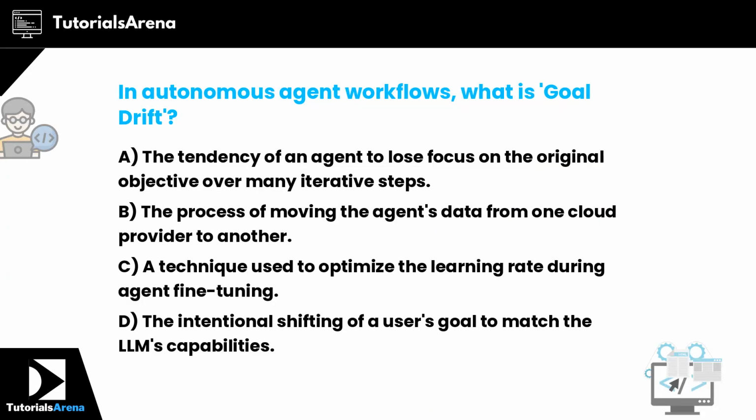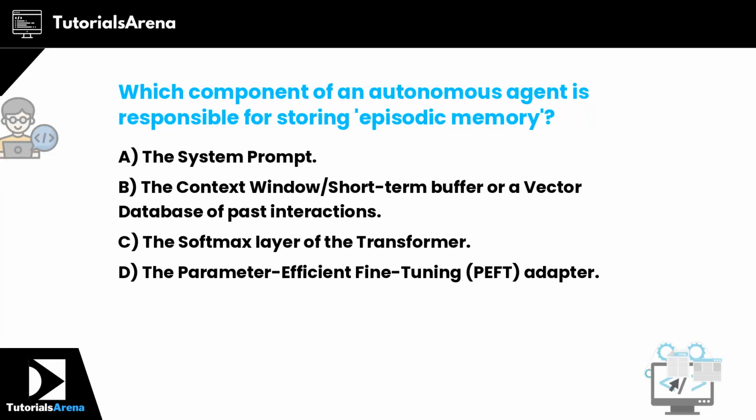In autonomous agent workflows, what is goal drift? The correct answer is option A. The tendency of an agent to lose focus on the original objective over many iterative steps. Which component of an autonomous agent is responsible for storing episodic memory? The correct answer is option B. The context window/short-term buffer or a vector database of past interactions.